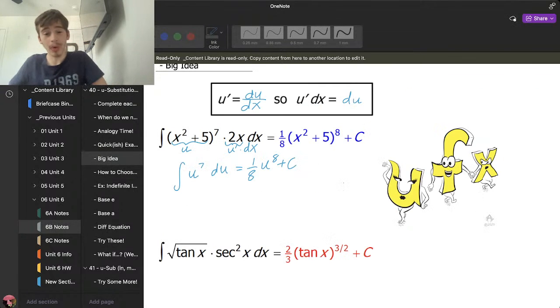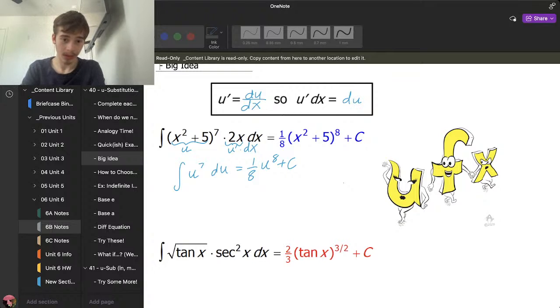So the way u-sub works is you want to use a u that cancels out later. So dx turns into du over u prime. So let's say this is our u. Let's take the derivative of it. So now 2x is our u, so it becomes u to the 7th. Thus, this 2x cancels out because dx becomes du over u prime. U prime is 2x. It cancels out. Our integral is 1 over 8 u to the 8 plus c.